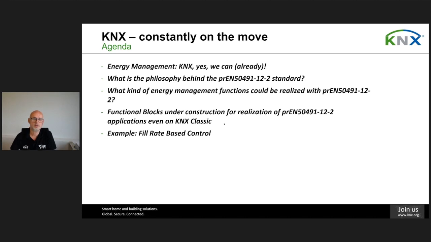And I will explain with some of the functions that are contained in the so-called fill rate based control function, how we will realize that with newly designed KNX data point types. And I will round off with how will this all work together, KNX Classic and potentially KNX IoT devices, how will this work together at all.